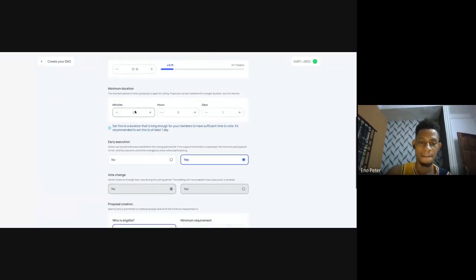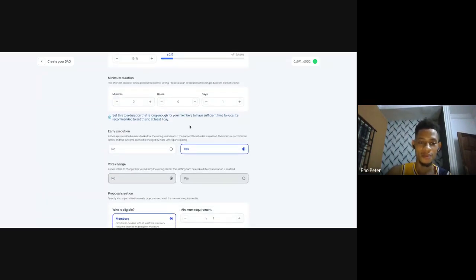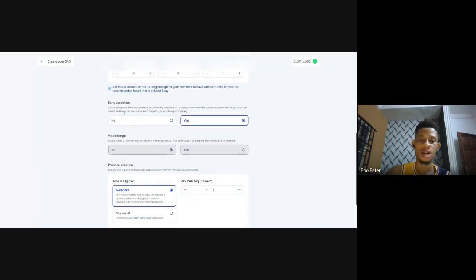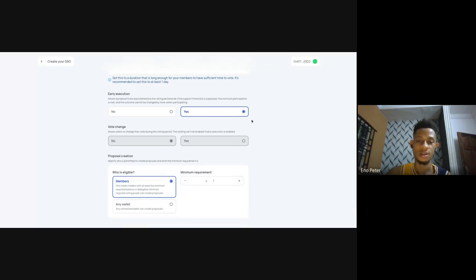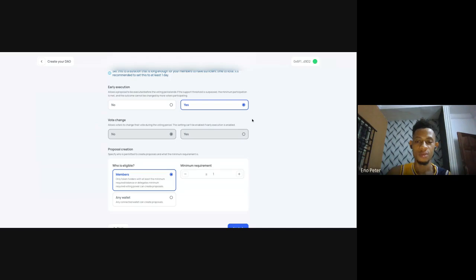Where are we? Early execution: allow a proposal to be executed before the voting period ends if the support threshold is surpassed, the minimum participation is met, and the outcome cannot be changed by more voters participating. Okay, so that means if something got maybe 90% of everyone being behind it, this DAO would be able to execute it.